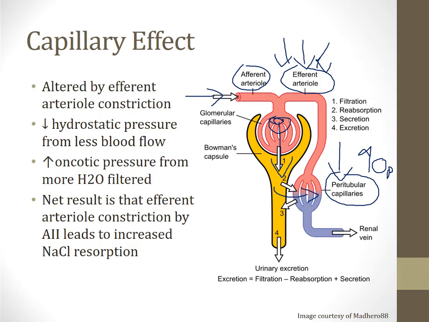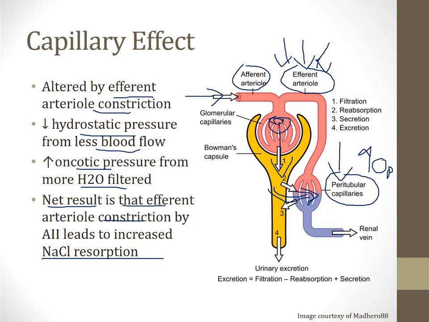That also favors the drawing out of more sodium and water in the proximal tubule. So I've summarized these points on the slide. The efferent arteriole constriction of angiotensin II lowers hydrostatic pressure in the peritubular capillaries from less blood flow beyond the constriction. It also raises the oncotic pressure because more water is filtered in the glomeruli and more concentrated proteins are present in the peritubular capillaries.